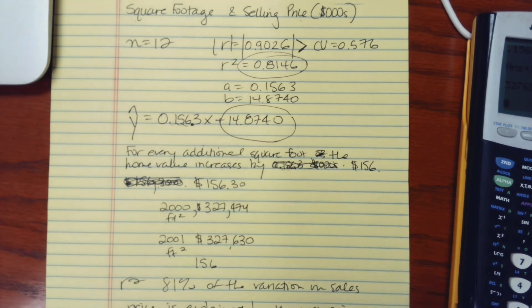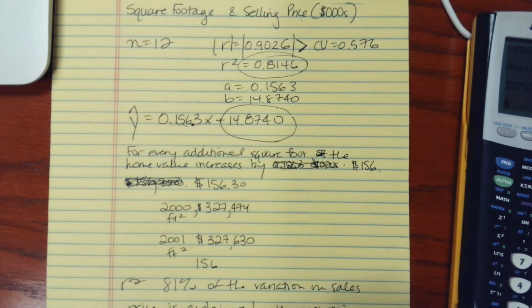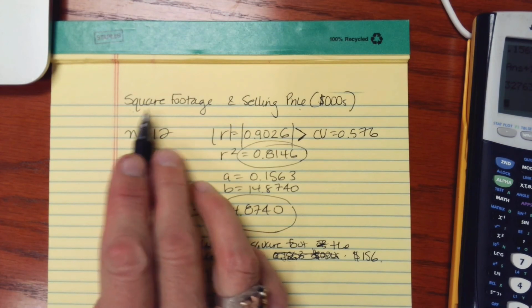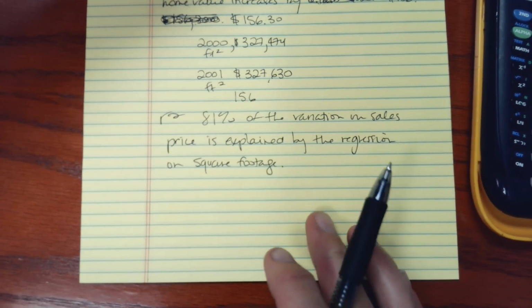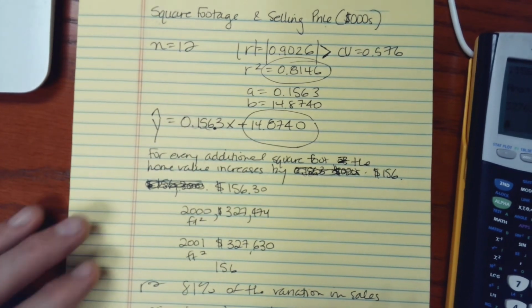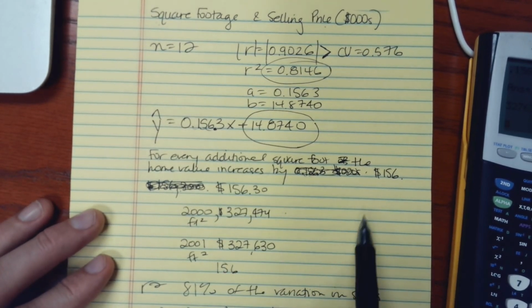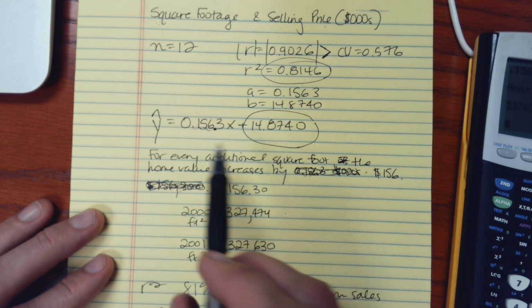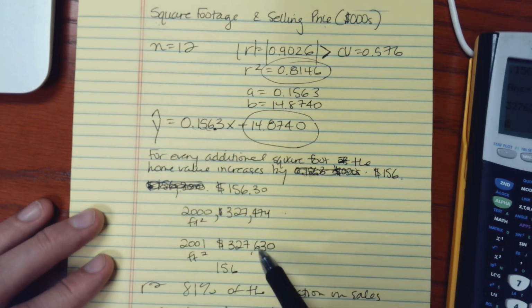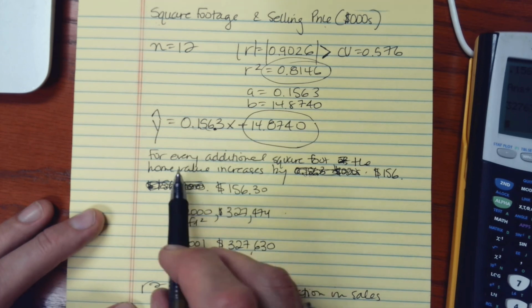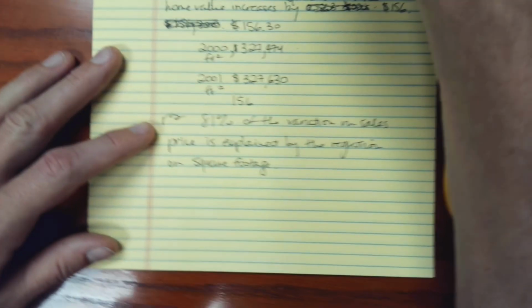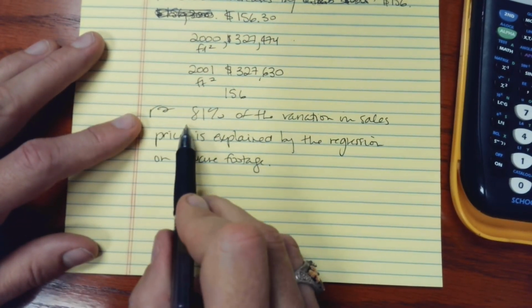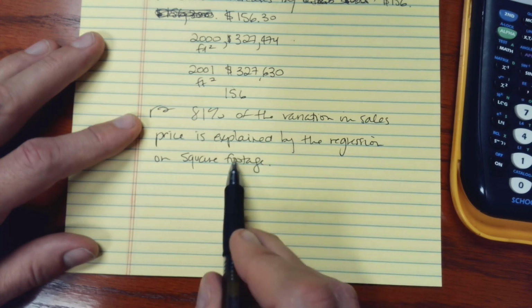All right, so here we have another complete analysis, this time of the relationship between square footage and selling price. We started with a scatter plot, did a visual analysis, then we calculated the correlation coefficient and compared that to a critical value. That prompted us to find the regression equation. We used that to make a couple of predictions, and I interpreted the slope. I decided not to interpret the y-intercept, and then lastly we looked at the coefficient of determination, r squared, and interpreted that as a percentage of variation explained by the regression.